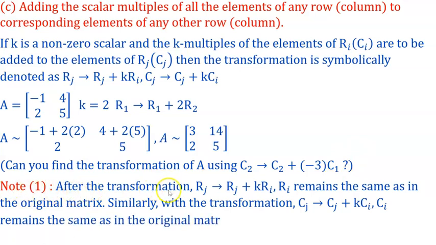After transformation, Rj changes to Rj plus K times Ri. Ri remains the same as in the original matrix. Similarly, with the transformation, Cj changes to Cj plus K times Ci. Here Ci remains the same as in the original matrix. Okay.